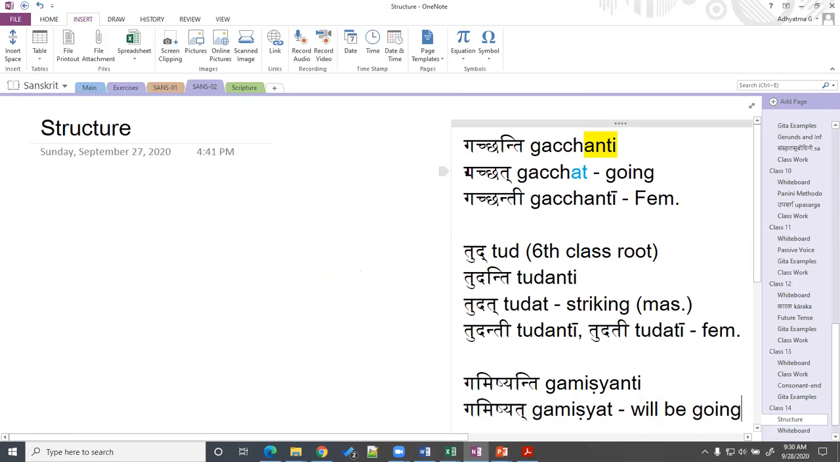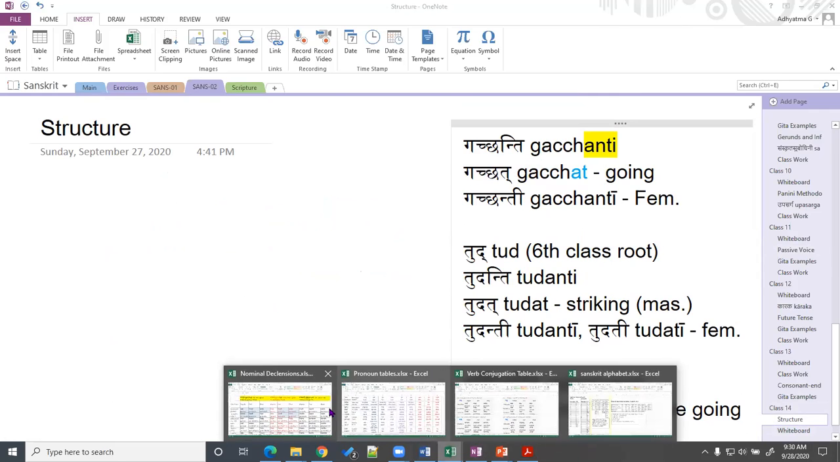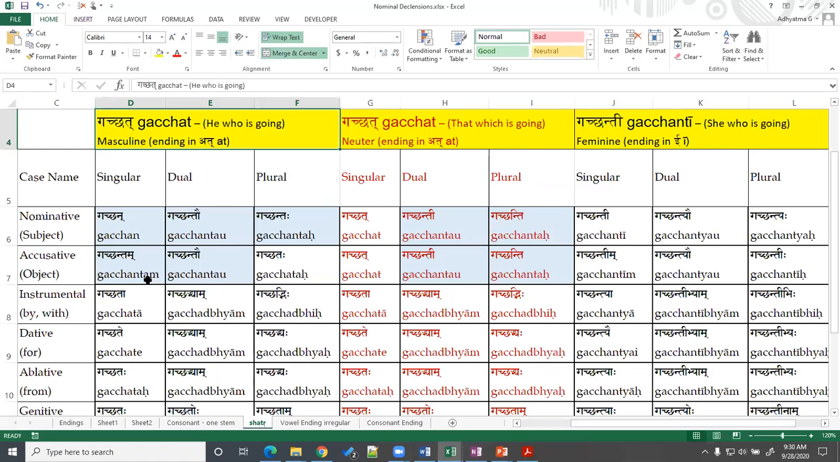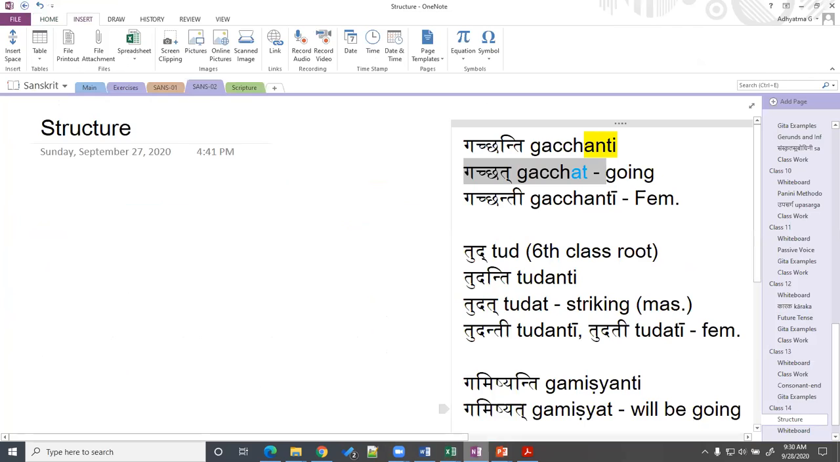When you make gacchat, it is a base word, a nominal. Then you decline it based upon whether you want to use the singular, dual, or plural form. But what you are making here is the base word. You are not making singular, dual or plural. This is just a trick I told you to make the participle from the third person plural form.